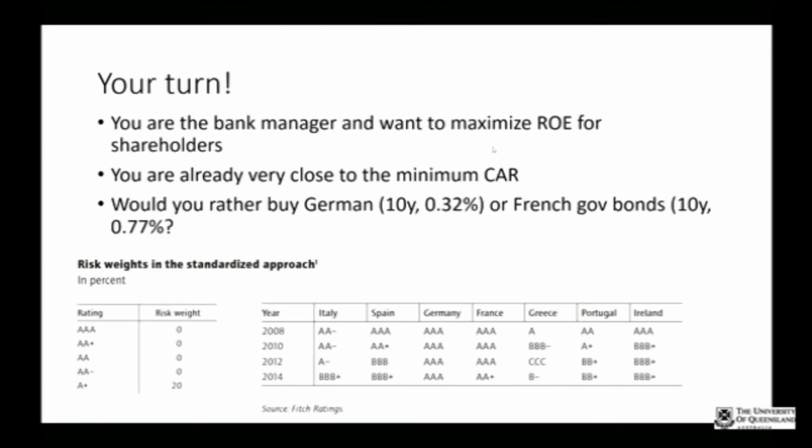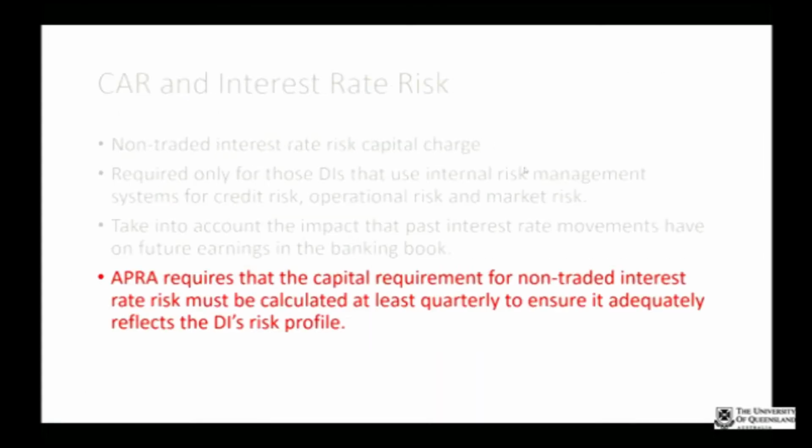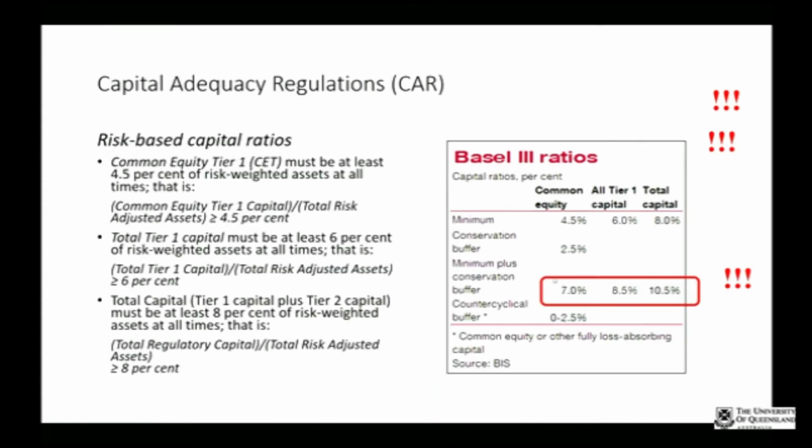It's your turn. You're the bank manager. You want to maximize the return on equity, so you want to get the maximum profit for your shareholders. But you're already very close at your minimum capital adequacy ratio. Let's say you're already at it. So for example, your bank currently has exactly 7% common equity of your risk-weighted assets. So from the regulation point of view, you're not allowed to buy any more risky assets because then you would have too little equity.